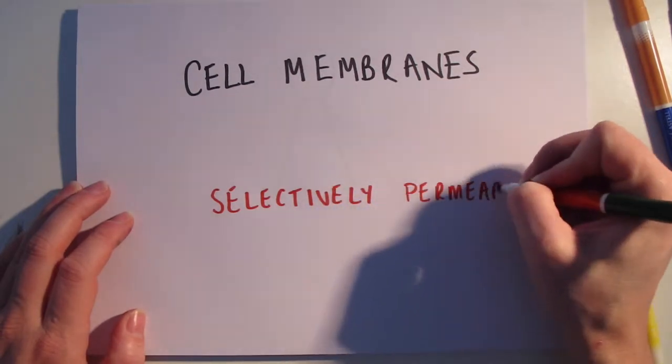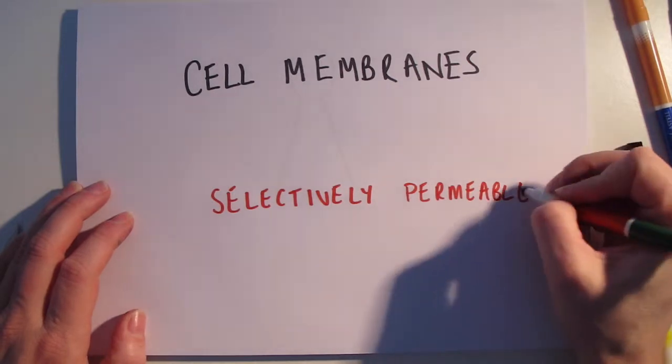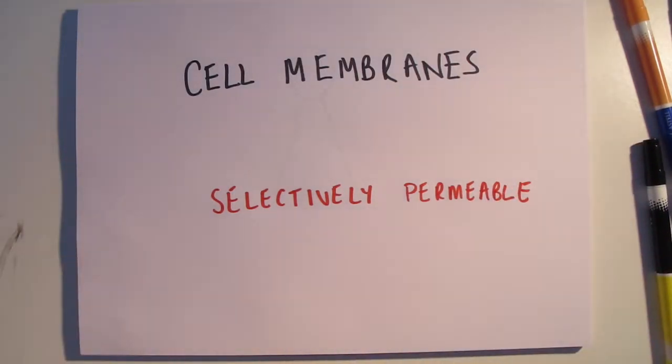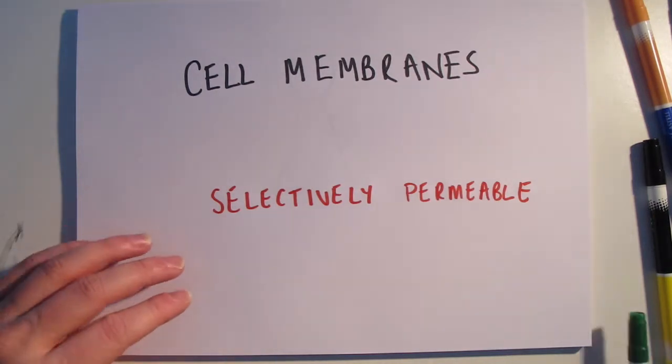So there's a selectively permeable barrier, and that enables the cell to ensure that it has the correct environment for cellular function. You also find membranes within the cells surrounding organelles like the nucleus and the mitochondria.